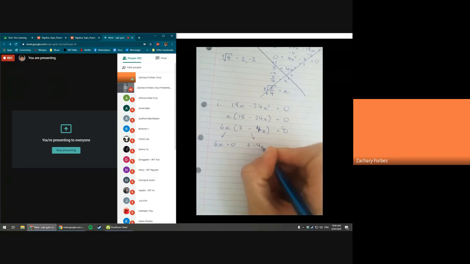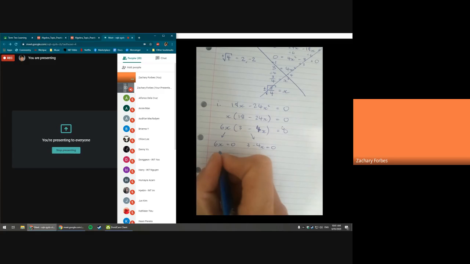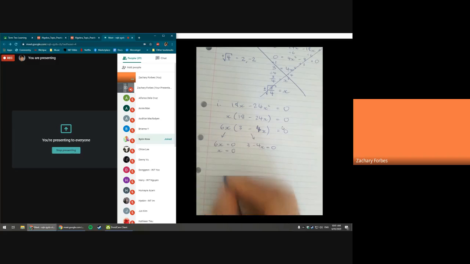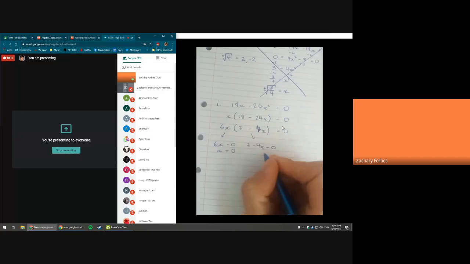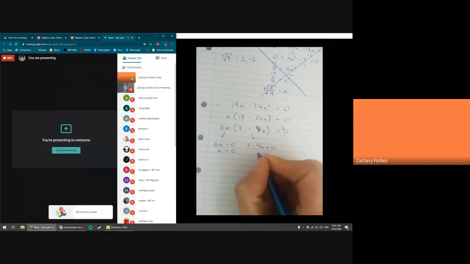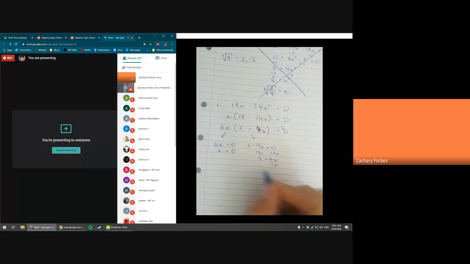So here we get x equals 0 because 0 divided by 6 is 0. And then over here, I'm going to add 4x to both sides, and I get 3 equals 4x. Then I'm going to divide both sides by 4, and I get 3 over 4 equals x.